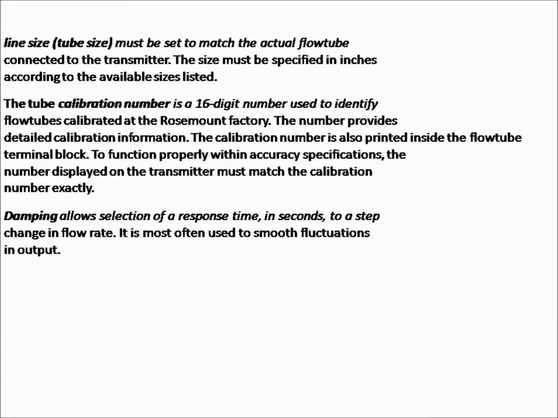The next step is we have to give the line size or tube size, that is the line where we will install the mag flow meter. Suppose for example it can be 8 inch, just it is for the example. So you have to give your line size here.